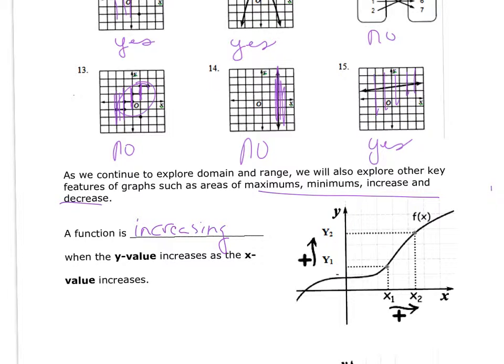when the y values increase, so when the y values increase as the x values increase. So basically, if I'm on the left side of the graph and I want to move to the right, to move to the right, I have to head up. So when I follow my graph from left to right, I'm heading up. This graph is increasing.